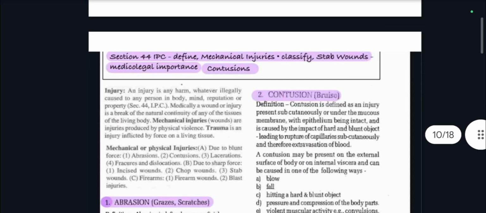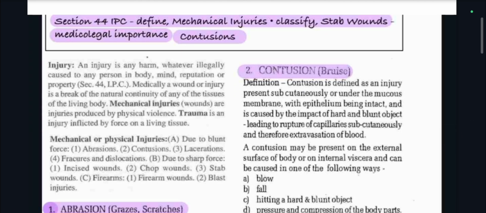Coming to the next question, Section 44 IPC, define mechanical injuries, classify them, what are stab wounds, medicolegal importance, and what are contusions. So very first thing, define injury first. An injury is any harm whatever illegally caused to any person in body, mind, reputation, or property. See, injury is not technically related only to your body. It also causes harm not just to body but to mind, reputation, or property. Remember the 4 words: body, we all know body, then mind, reputation, and your property. So it is any harm and it is illegally caused to any person.